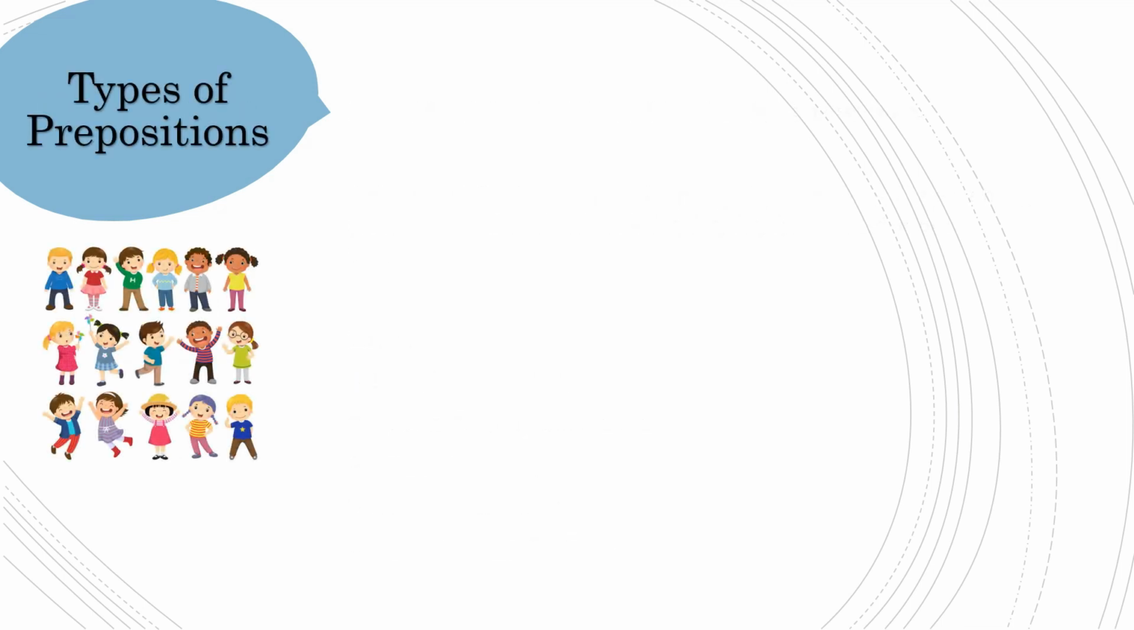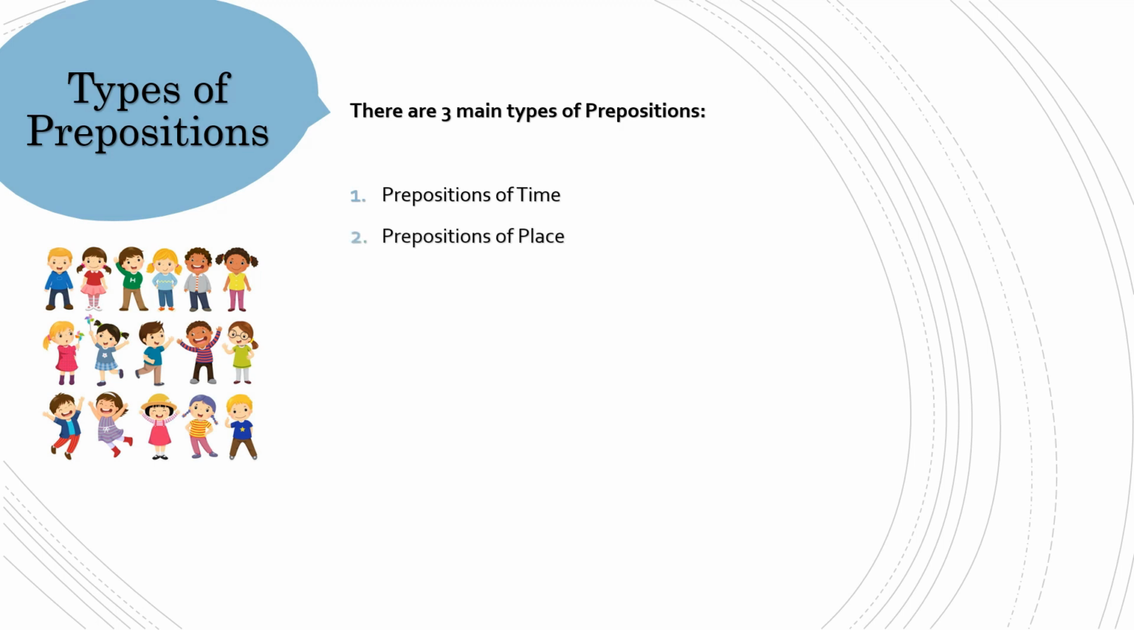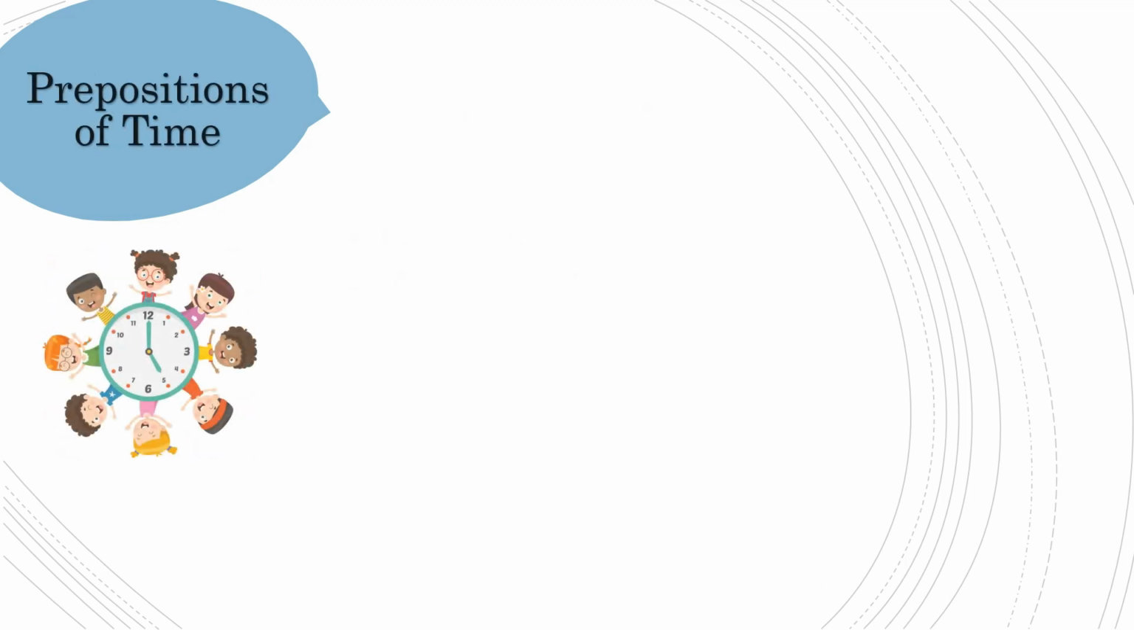Types of prepositions. There are three main types of prepositions: prepositions of time, prepositions of place, and prepositions of movement. Prepositions of time.